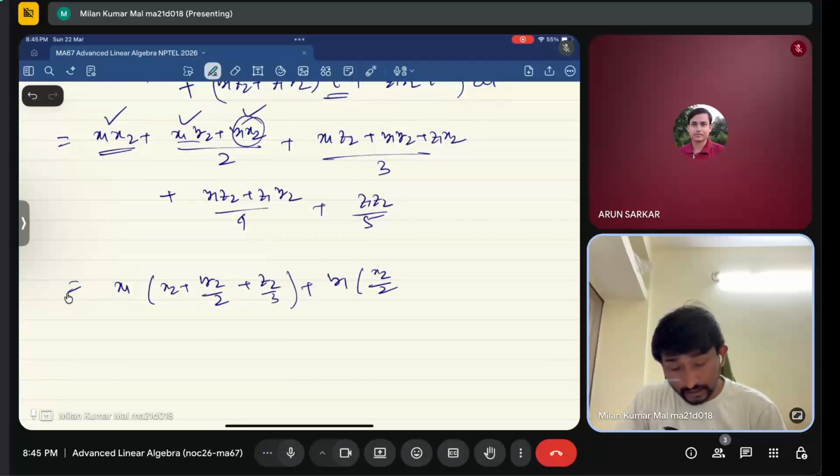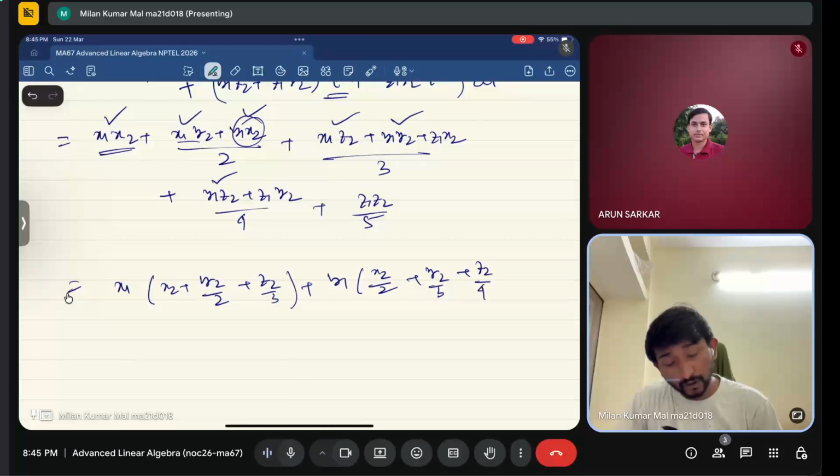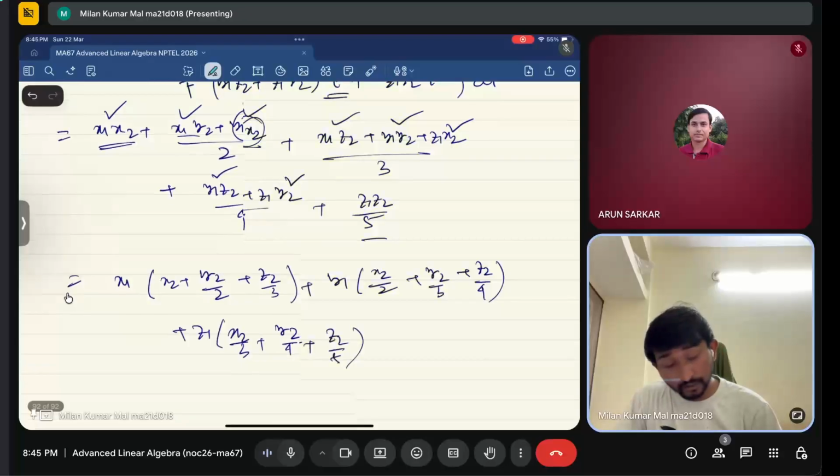Next is, this is also done because x1 is common. Y1, if I take common, this is done. Now if I take this one, that will be y2 by 3. Now if I take y1 common, it will also be there, z2 by 4 plus, if I take z1, this is x2 by 3 plus y2 by 4 plus z2 by 5. This is what it is, and this is option B.